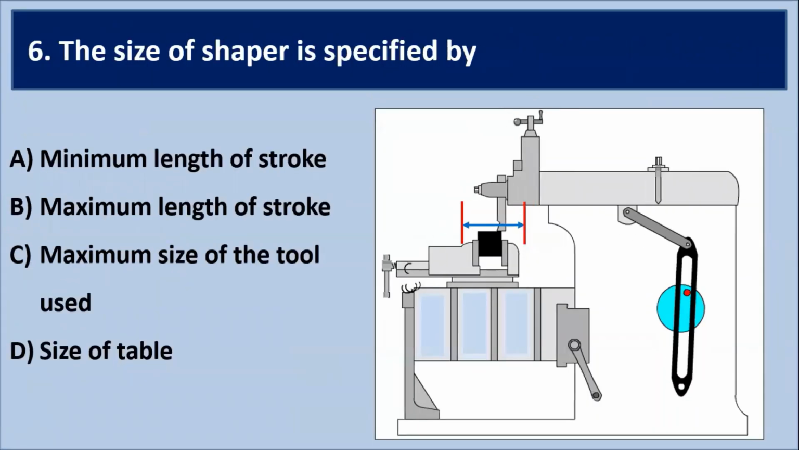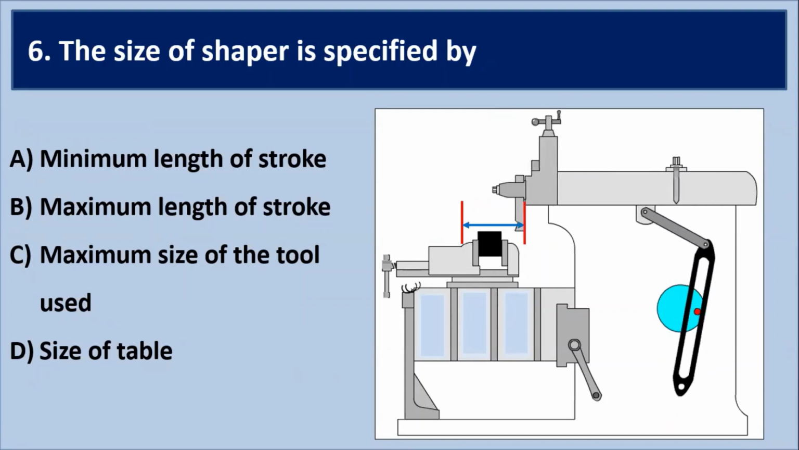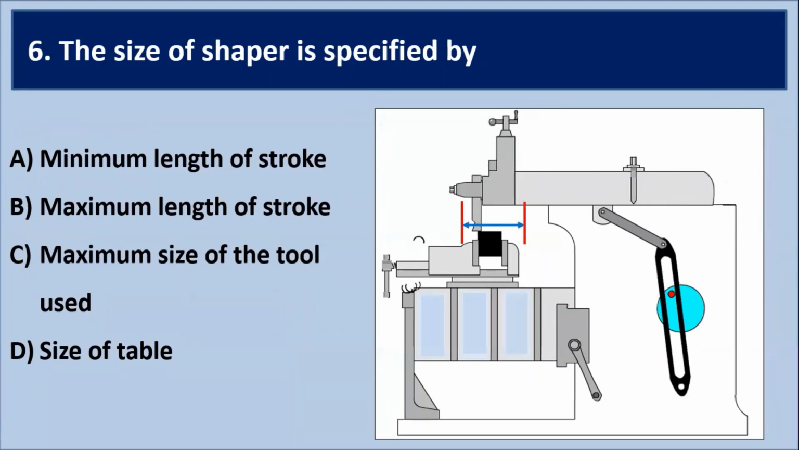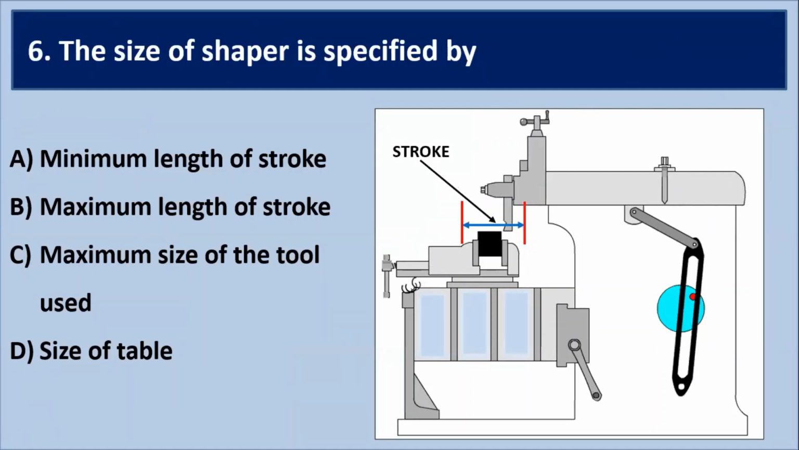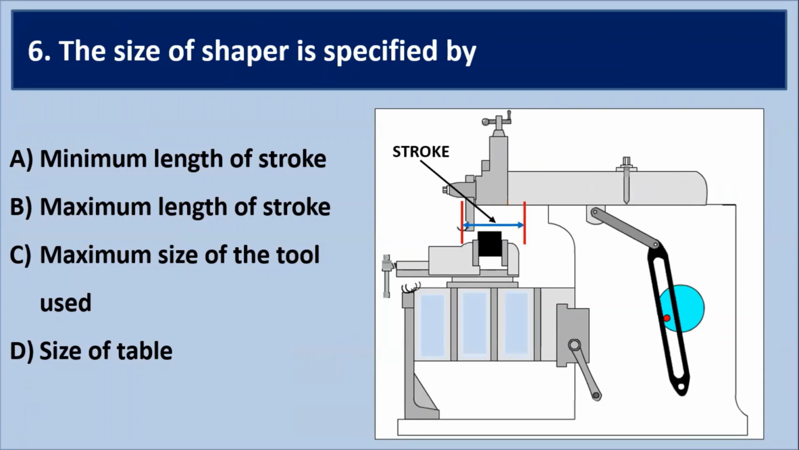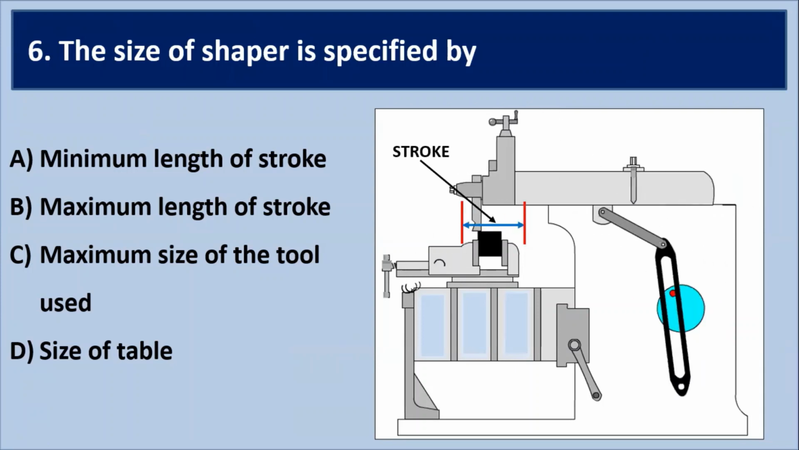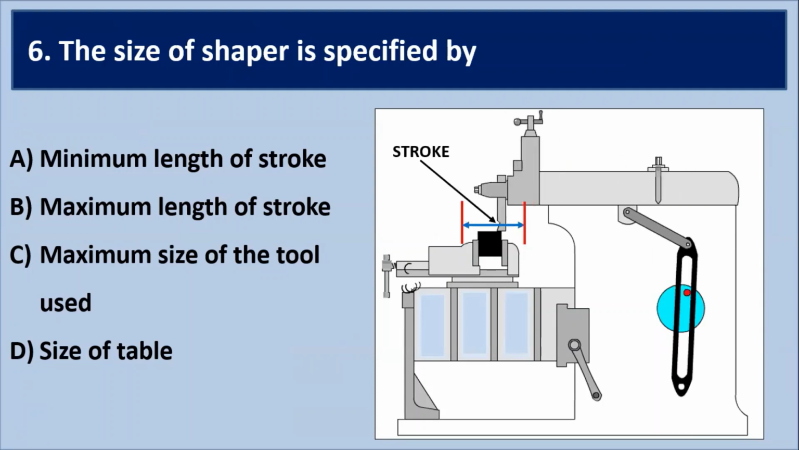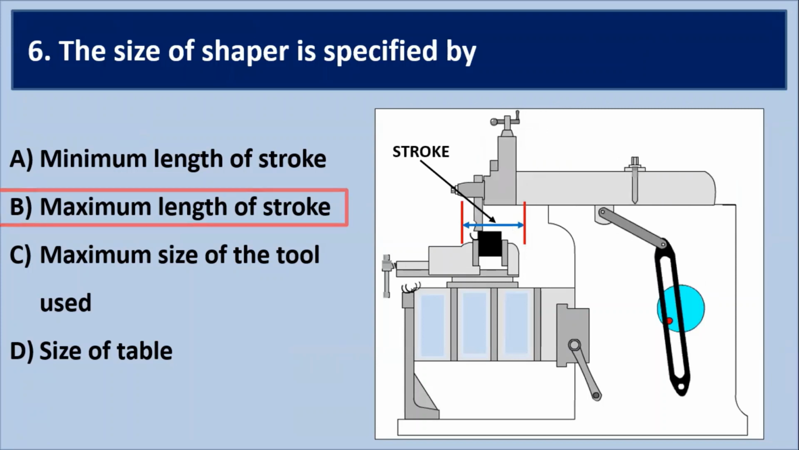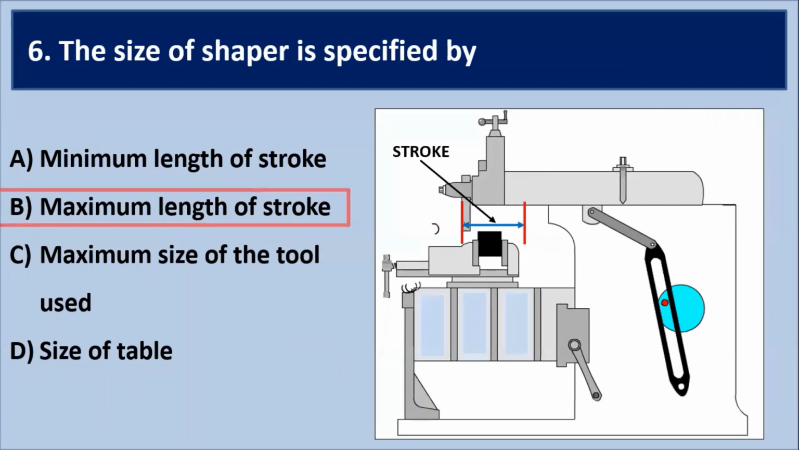Next question, the size of a shaper is specified by. I have shown here the stroke length. If you see, there are a number of specifications, but as per this option, the maximum length of the stroke in the shaper machine will ultimately specify its size, and that's why our answer is maximum length of stroke.